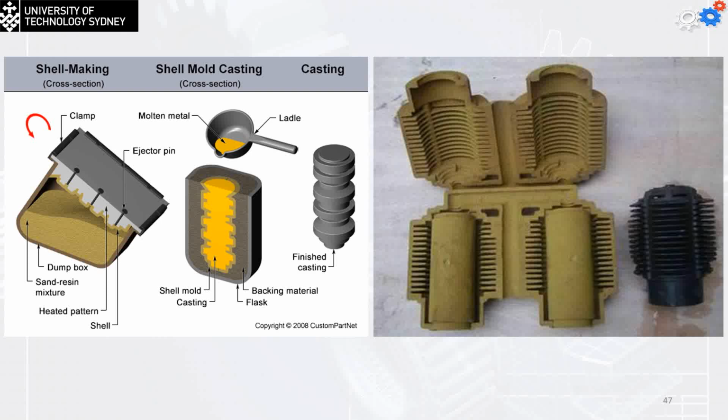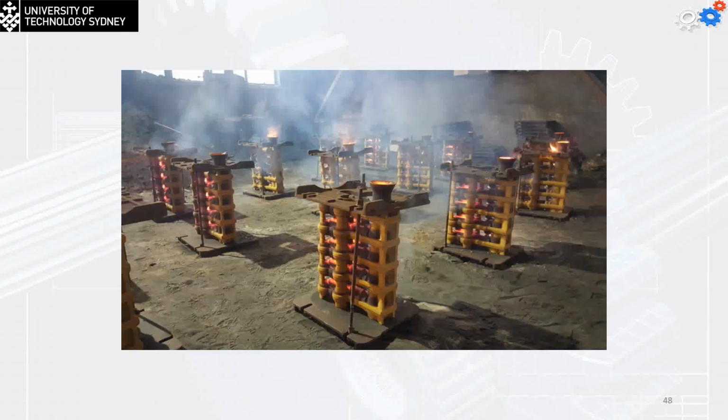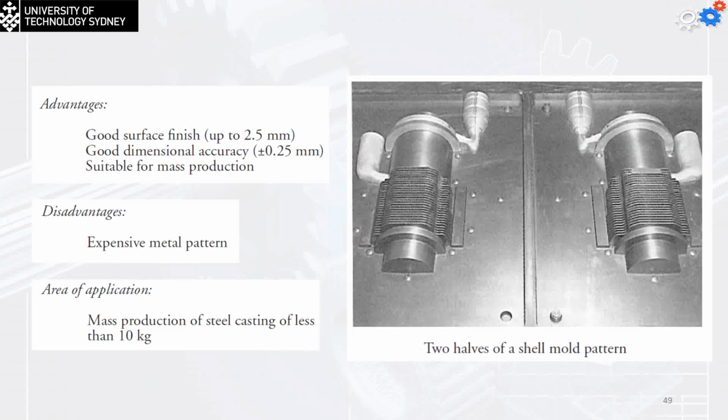The main advantage is a good surface finishing, up to 2.5 millimeters. Good dimensional accuracy, with a plus or minus 0.25 millimeters. Suitable for massive production because you can manufacture these shells in mass. The disadvantage is the expense of the metal pattern.